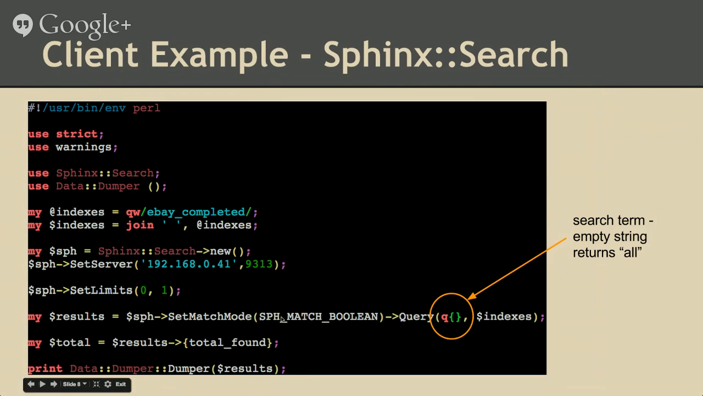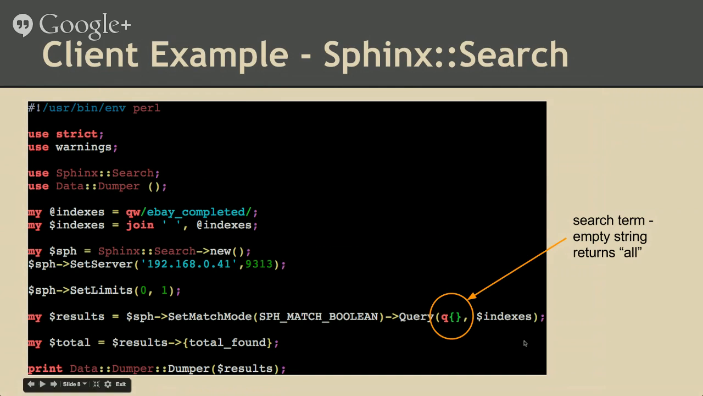The query sets the match mode. This query here, I'm just using an empty string. If I wanted to put a keyword, this is where I would put my Boolean expression. An empty string will tell Sphinx just to return all results. However it's getting ordered, I just want the very first result based on the set limits.